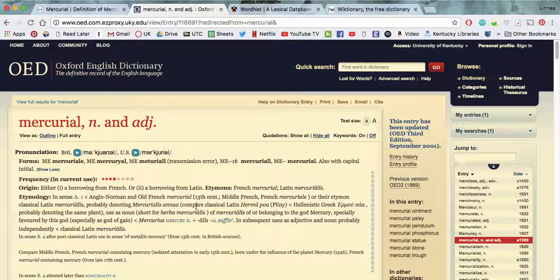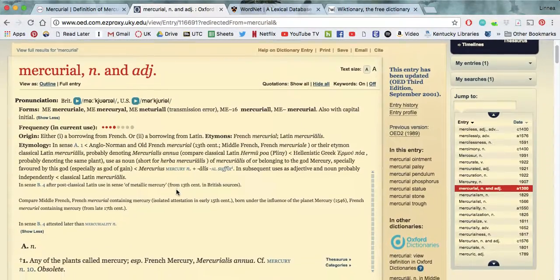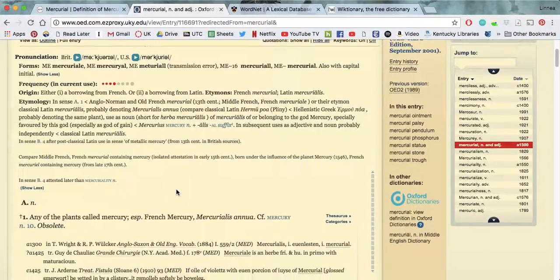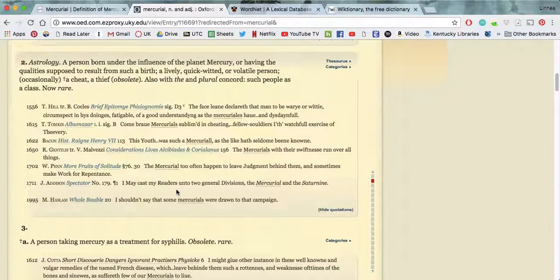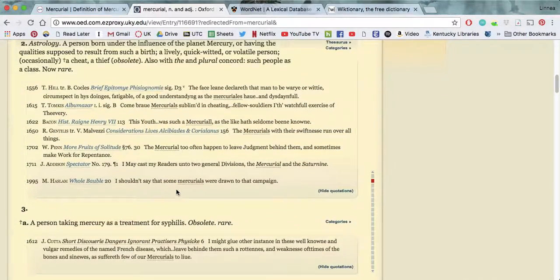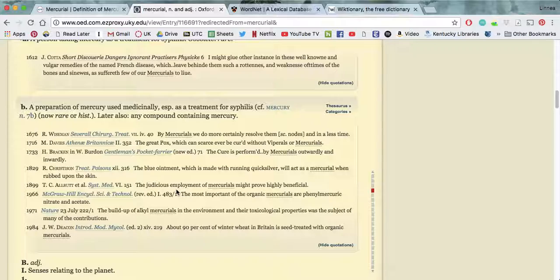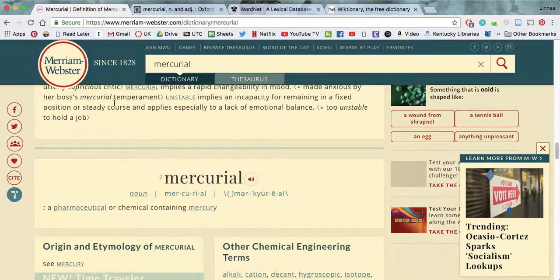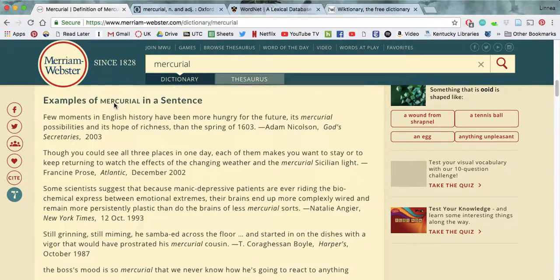The OED also gives a lot more etymology or origin information right here at the top. And another feature of the OED are these historical examples that they have for almost every definition of the word. The OED is a great source to go to for a picture of how a word was used historically, while the Merriam-Webster is a good source to go to for a picture of how the word is currently used.